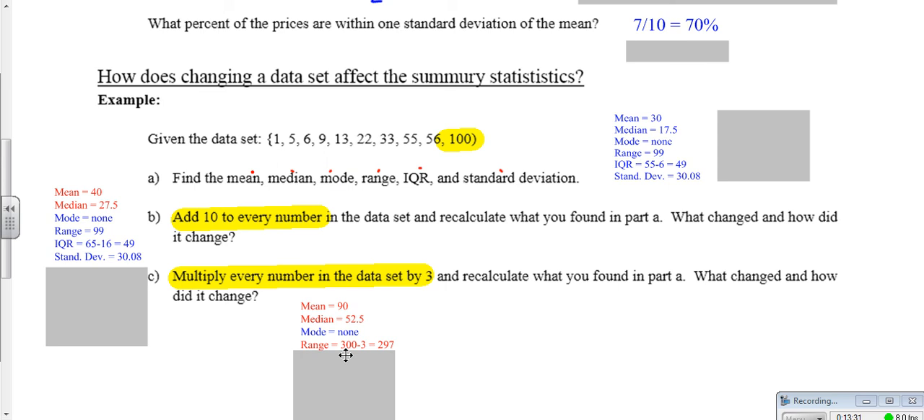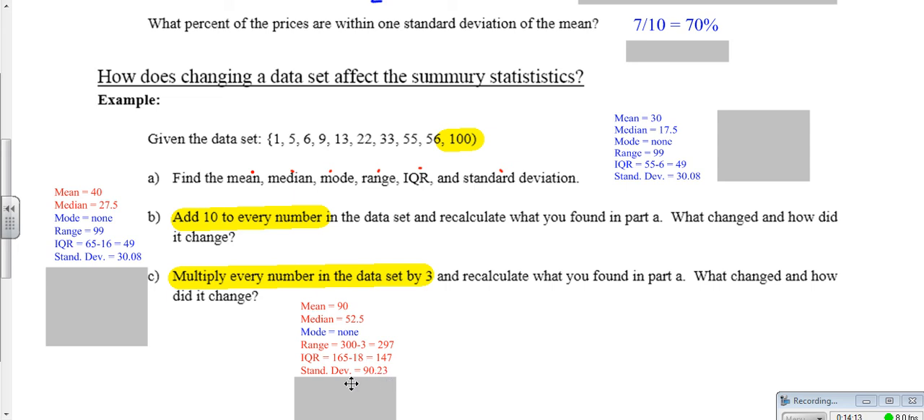Range, well, the top number is now 300, the bottom number is now 3. The range did change, 297. Now the range before was 99. If you take that times 3, you get 297, so everything seems to be multiplied by 3 here. Interquartile range, each number is multiplied by 3, so that range is increased. So 147, the range was 49, so if I take 49 times 3, I get 147. So multiplied by 3. Standard deviation was 30.08. Take that times 3, we get 90.24. So my digits were off there.